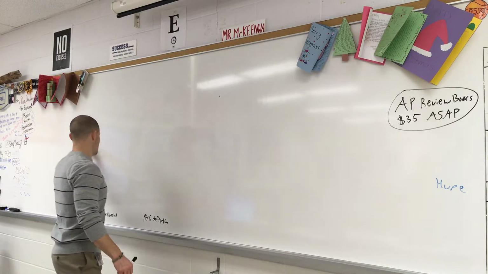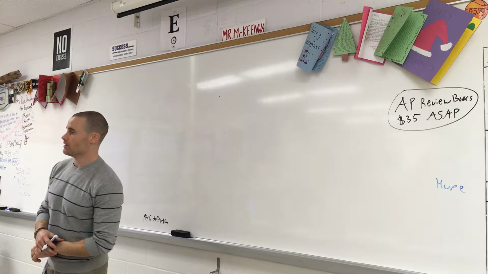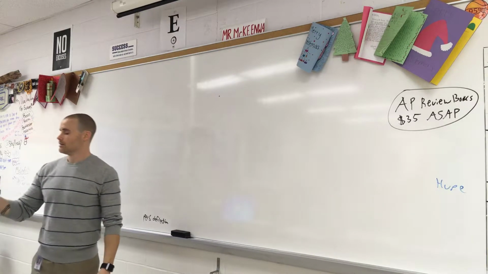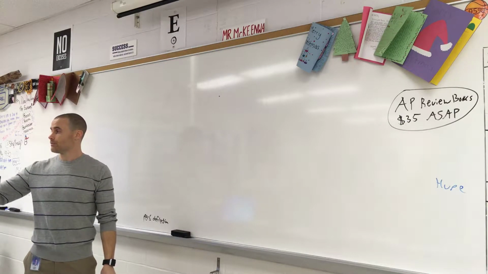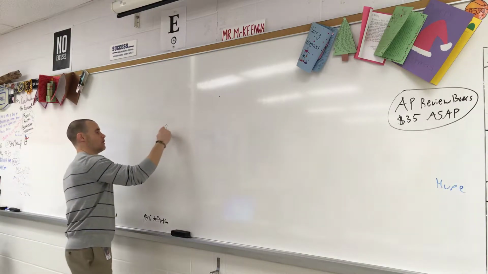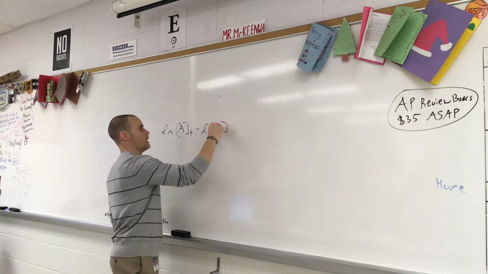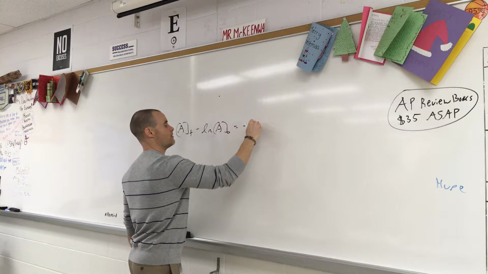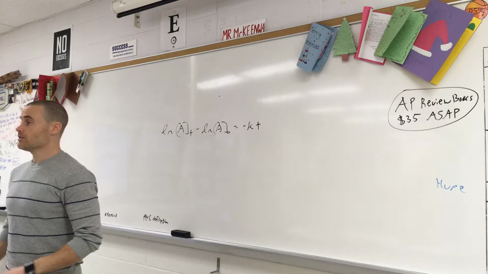So who can tell me what equation we are using from the equation sheet? There's two that they give us, one with natural log and one without. Which one are we using? Natural log means first order, so natural log of a sub t minus natural log a sub 0 equals negative kt, right? So, we read the, oh, does anyone have an answer for this one?